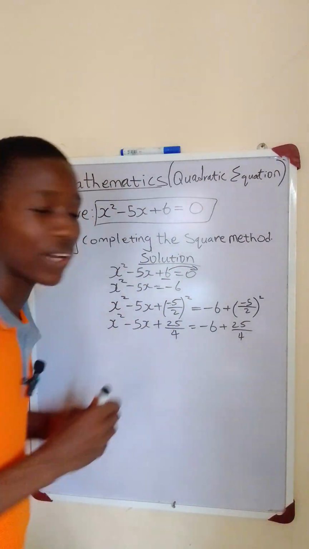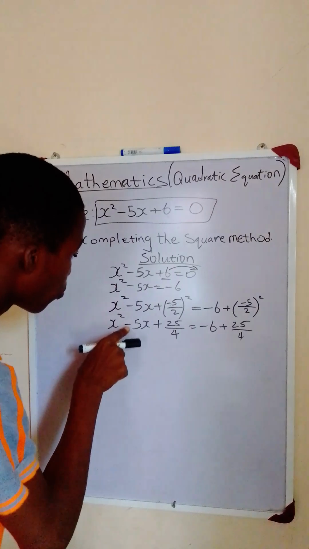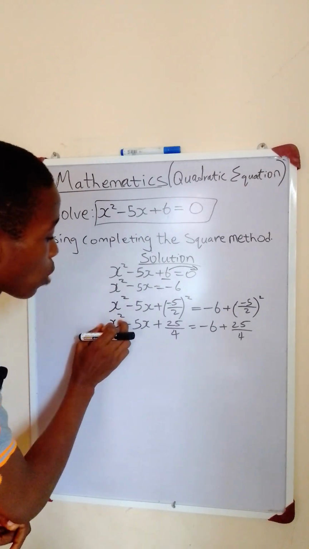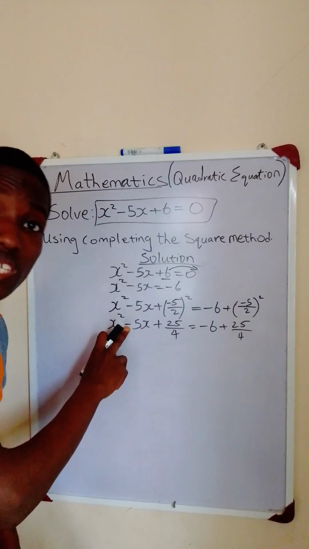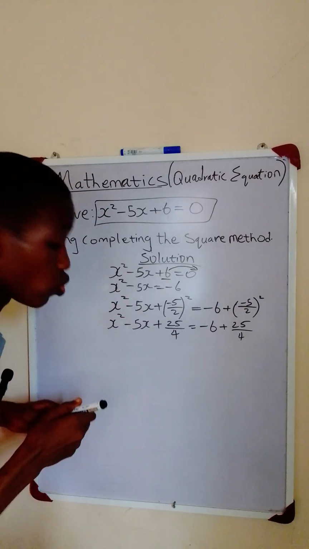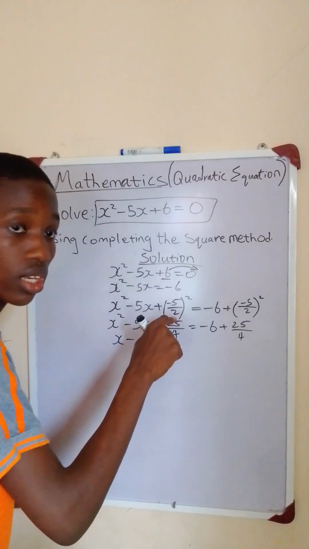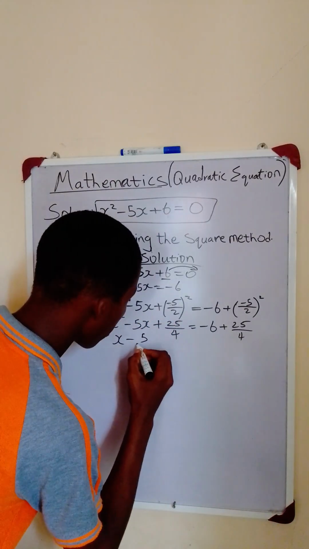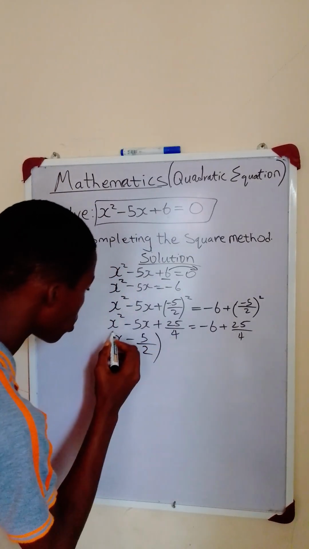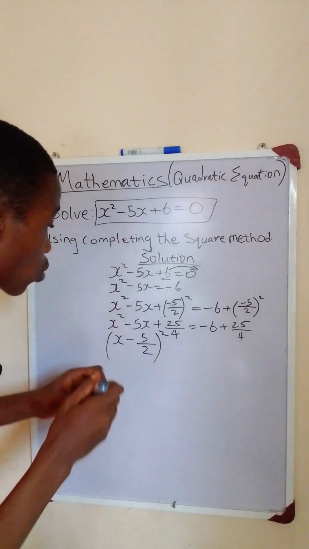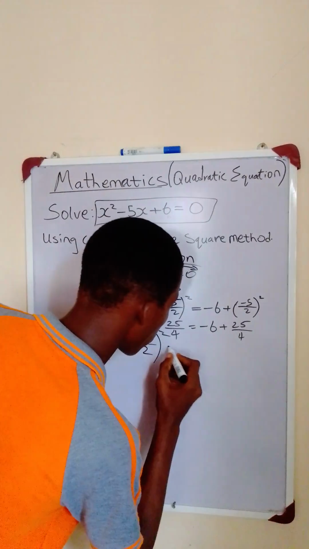So after this now, we need to factorize. When you factorize, you need to find the square root of this side and the square root of this side, and you join them with whatever sign is here. So the square root of x squared is x. You have to write x, you put this sign here, then the square root of this. So the square root of 25 is 5, and the square root of 4 is 2. Then when you get that, you raise it to the power 2. This is how to factorize. That is equal to this.